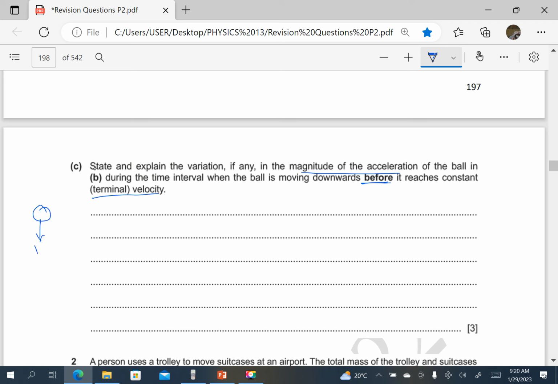Its weight is acting vertically downwards and the weight is constant. The force due to air resistance is vertically upwards, and this force increases as the speed downwards increases. Because the force upwards increases, yet the force downwards does not increase, it means the resultant force actually decreases. And if the resultant force decreases, remember, acceleration is directly proportional to the resultant force. If the resultant force decreases, it means the acceleration also decreases. Of course, at terminal velocity, the acceleration becomes zero. The resultant force is the difference between the weight downwards and the force due to air resistance upwards.